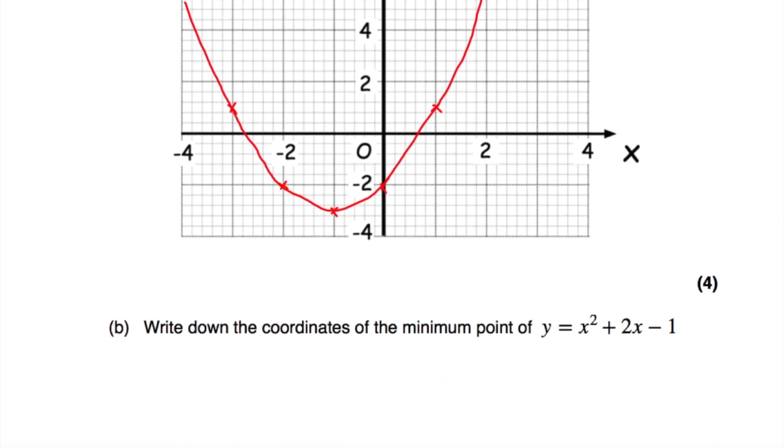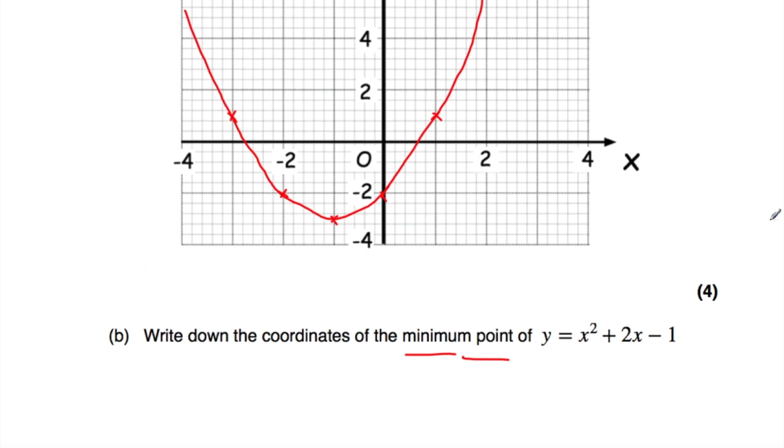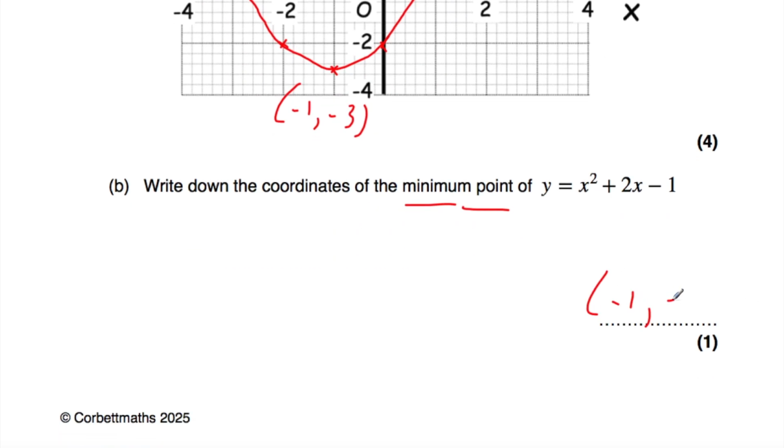And if we go down to part B, it says write down the coordinates of the minimum point of y equals x squared plus 2x minus 2. So the minimum point is the lowest point of that quadratic graph, and as you can see, it's that point there. And that was the point negative 1, negative 3. So that's the point negative 1, negative 3. And that's it, that's the coordinates of that minimum point, negative 1, negative 3.